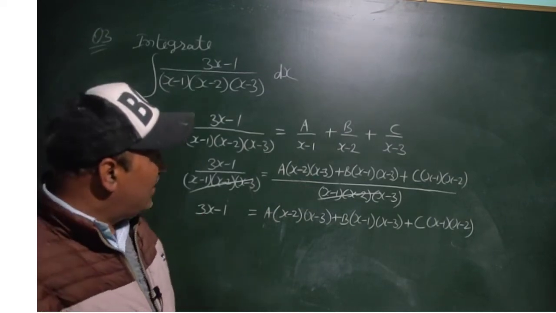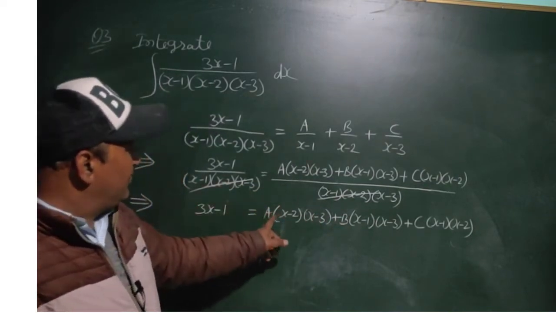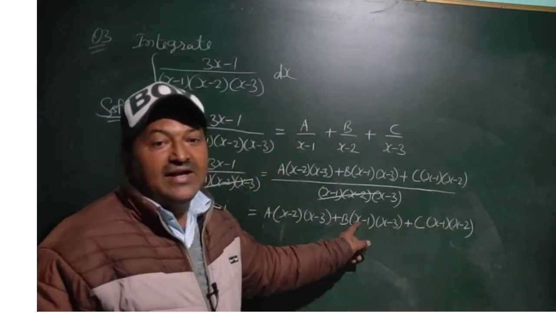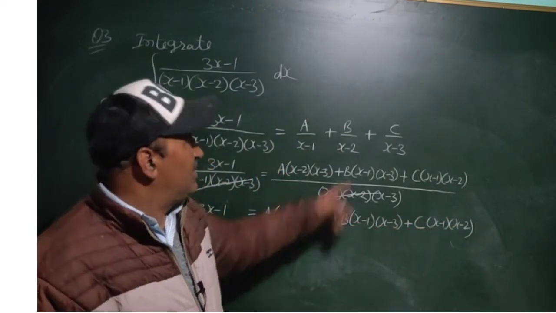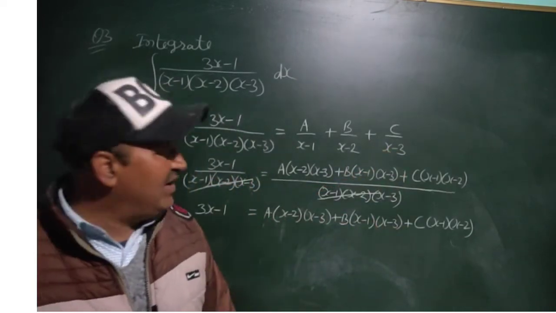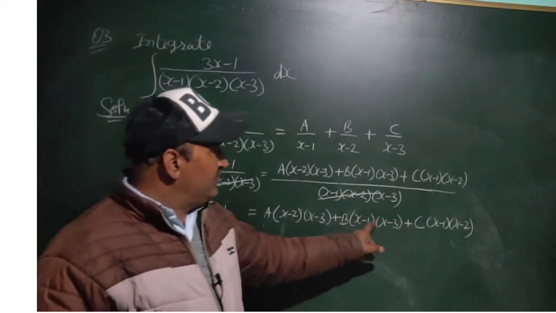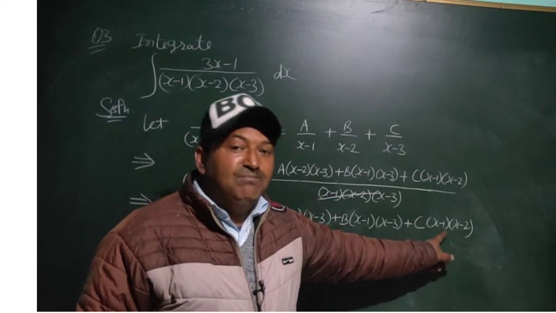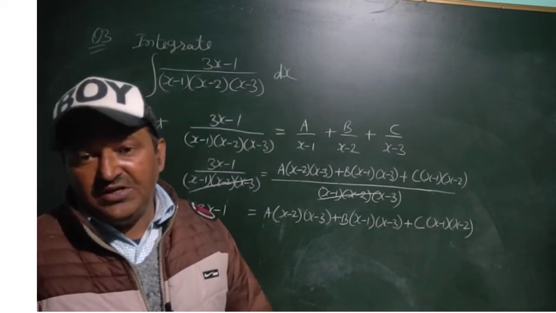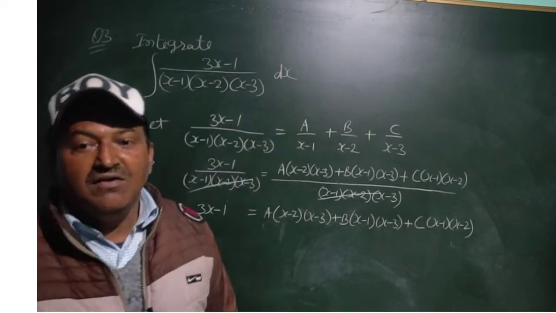Similarly, when we put x is equal to 2 in these equations, A into 0 and C into 0, and we will get the value of B. And after putting x is equal to 3 in these equations, we will get the value of C, because A into 0, B into 0 and C into something, and we will get the value of C very easily. And after putting the values of A, B and C, we will get the partial fractions of the first type.